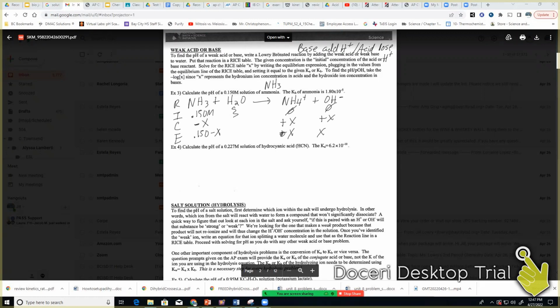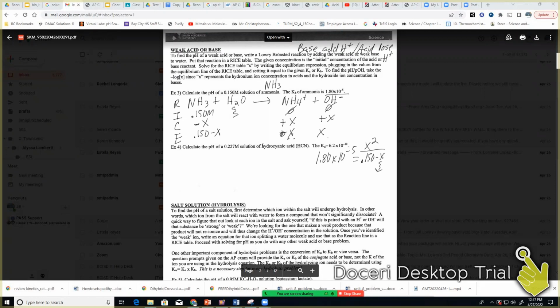All right, so our Kb was given to us. Our Kb, 1.8 times 10 to the negative 5th, is going to be our products, which are our two x's. So x times x would give me x squared at the top. And at the bottom, I would have my reactant, 0.150 minus x.